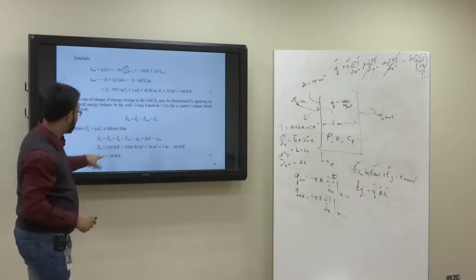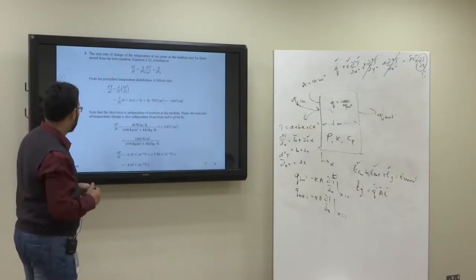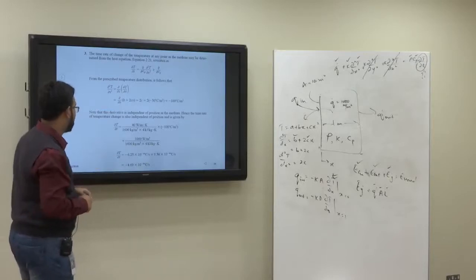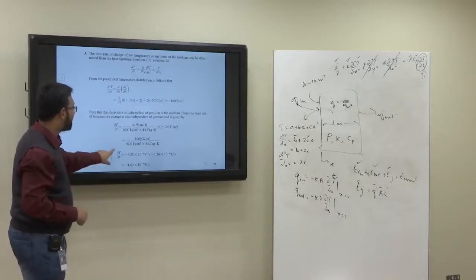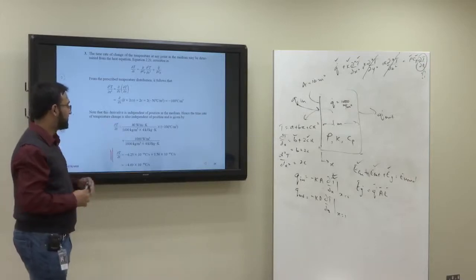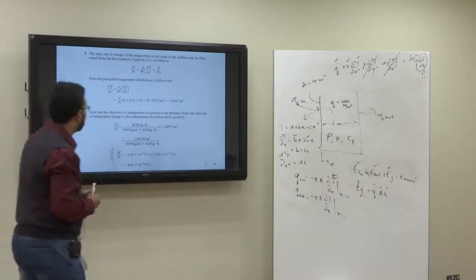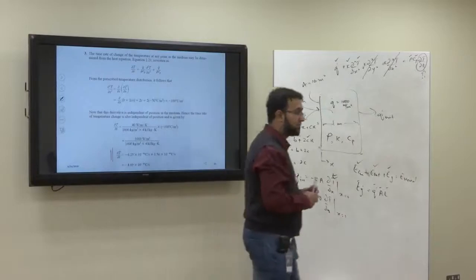So we have this for the second part done. So that's it, we found ∂T/∂t. And how did we find ∂T/∂t? By directly substituting all the values. Is it clear?